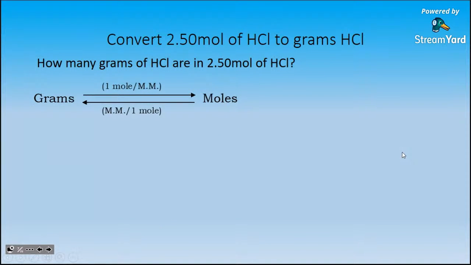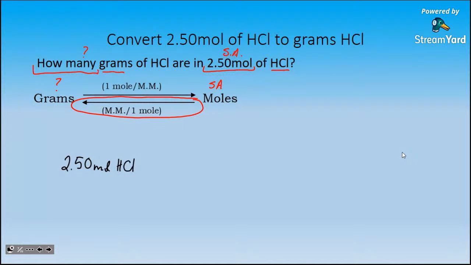So now let's do the reverse. How many grams of HCl are in 2.50 moles of HCl? So again, I'm going to diagram my question. How many grams of HCl are in the starting amount, 2.50 moles HCl? So here's my starting amount. So if I'm starting at moles and trying to find grams, now I'm going to take the bottom road. I'm still going to have that starting amount of 2.50 moles of my substance HCl times the conversion factor. But now in that conversion factor, I need molar mass on top. And it's the same molar mass that we calculated in the previous problem.